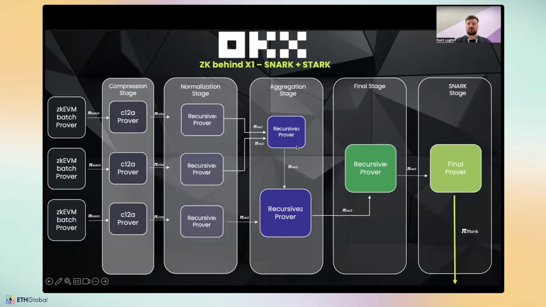This diagram shows you more details about the process that I already mentioned. So we have batches of transactions, we generate Stark proofs, we combine them into recursive proofs, and in the final stage, we end up with a single Stark proof. We transform this into a snark proof and upload this snark proof on Ethereum layer 1.